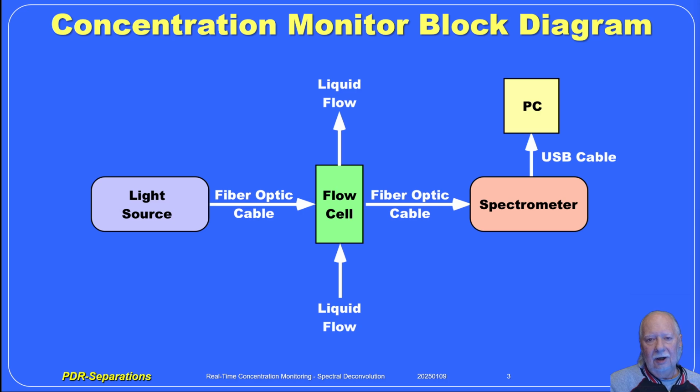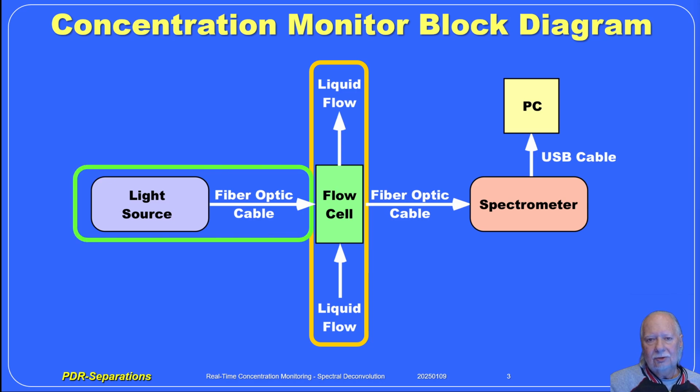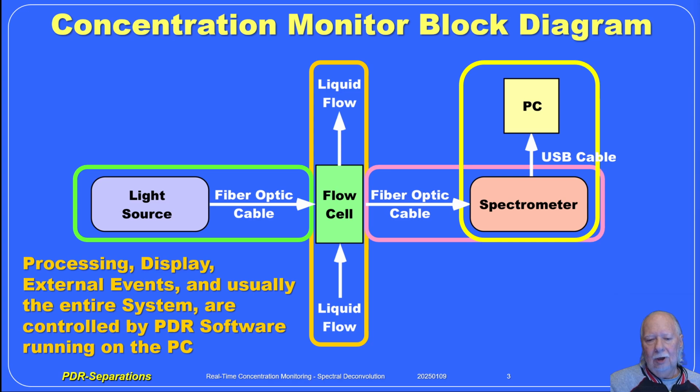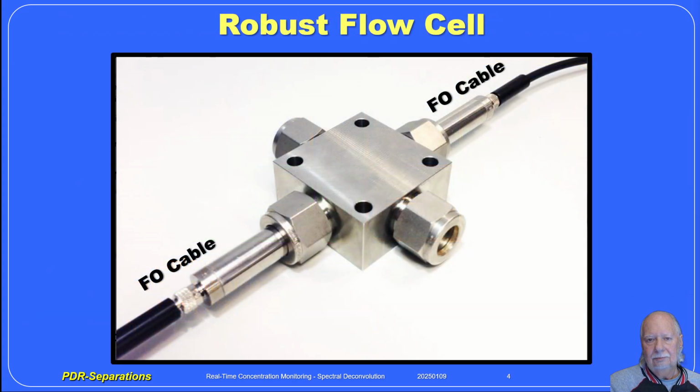Concentration monitor block diagram. Flow cell with liquid flowing through unobstructed. Light source typically connected via a fiber optic cable to a flow cell. Another fiber optic cable taking the resultant light from the flow cell to the spectrometer. And finally, a USB cable into a PC. Processing, display, external events, and usually the entire system are controlled by PDR software running on the PC.